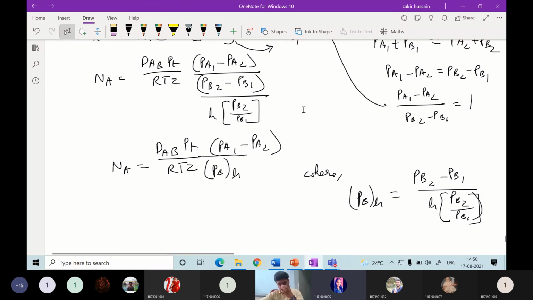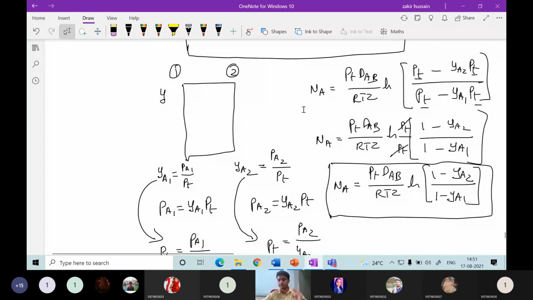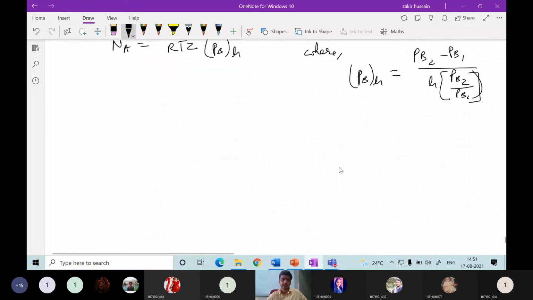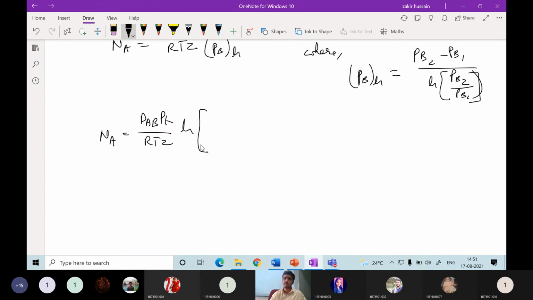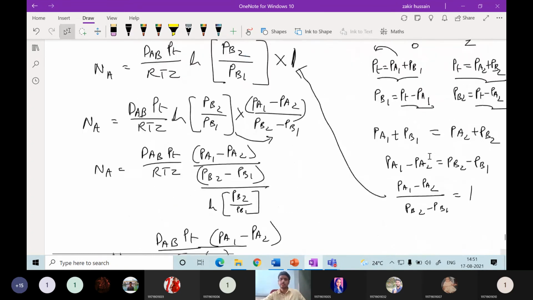Yes, sir. Okay, last form, nothing different. Whatever we have done for the liquid phase, same thing. Now let us take this formula. In terms of mole fraction, NA is equal to DAB PT by RTZ into ln of 1 minus YA2 divided by 1 minus YA1. Okay, 1 minus YA2 divided by 1 minus YA1.